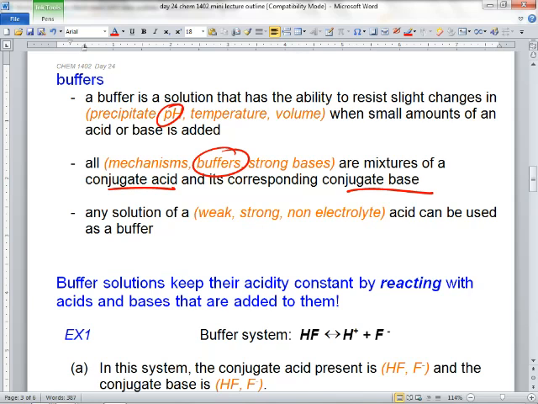A weak acid, if you have a weak acid, that means you've got appreciable amounts of conjugate acid, you've got some conjugate base in there, and it can handle whatever you throw at it. So weak acids, they're all buffer systems.